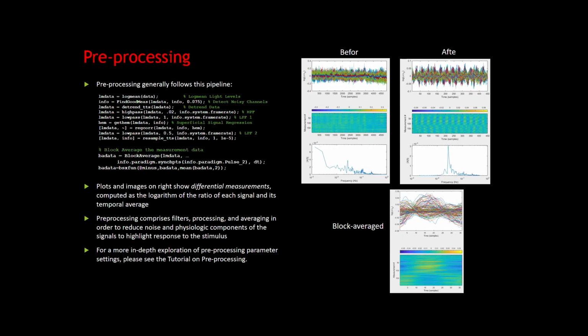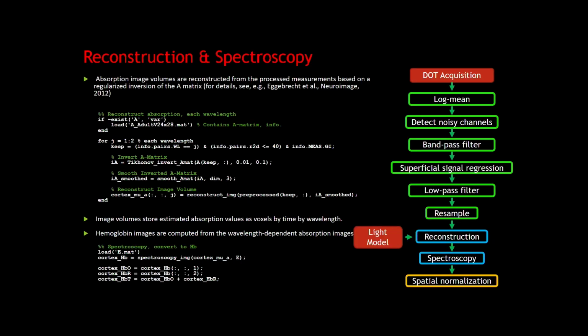So again, the pre-processing, you can see the before and the after with the other tutorial. Then this tutorial focuses on reconstruction and spectroscopy, loading in a sensitivity matrix, inverting that sensitivity matrix based on regularization parameters, smoothing that sensitivity matrix, just like fMRI data has to be slightly smooth, this data has to be slightly smooth as well. Spectroscopy and image reconstruction again.